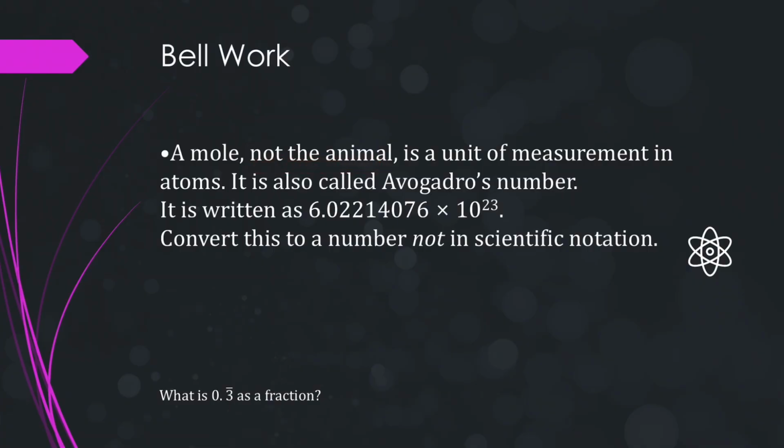It's like how we say a dozen to mean 12, only a mole, or Avogadro's number, represents 6.0221476 times 10 to the 23rd of atoms. So I want you to pause the video and see if you can answer what that might look like in standard form, or not in scientific notation, basically.